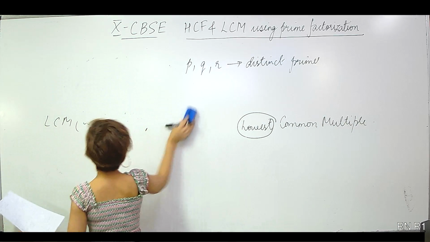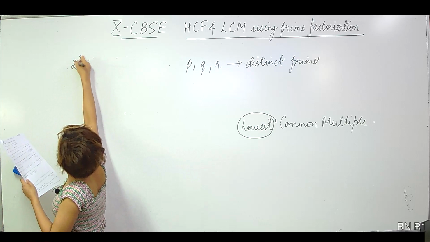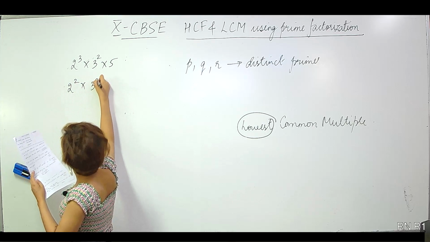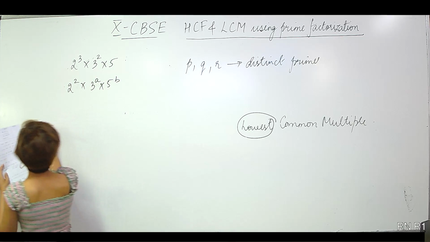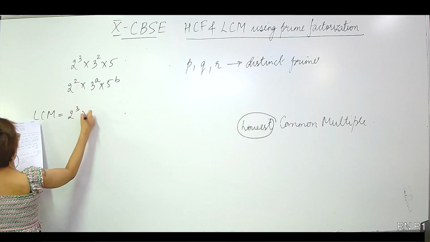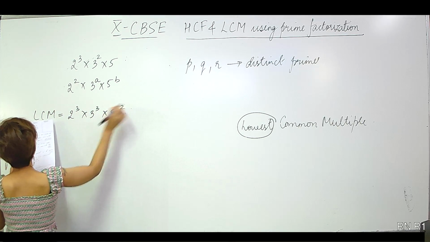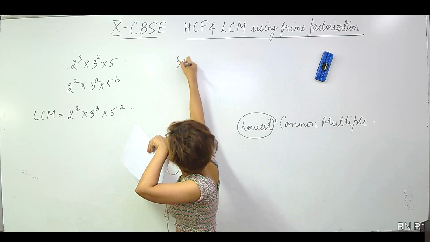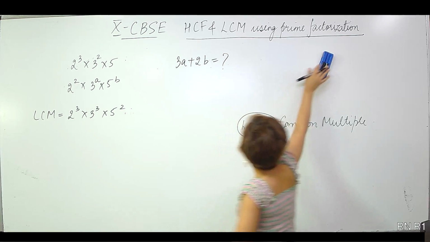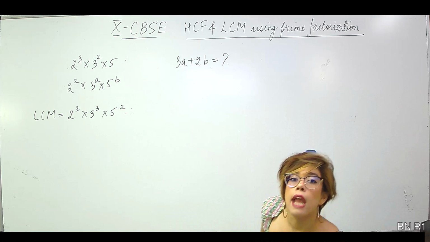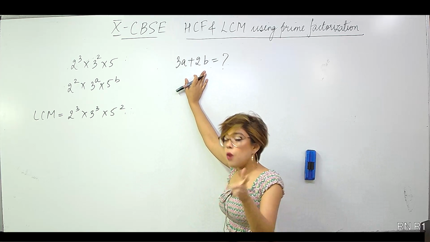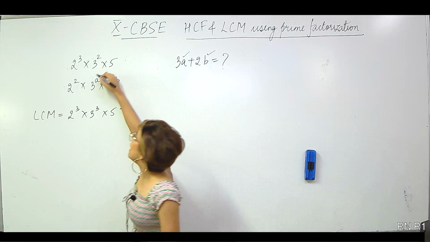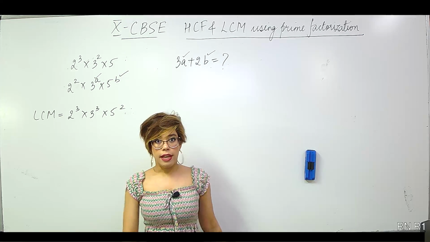He says, two numbers are given to you. First number is 2 cubed into 3 squared into 5. The second number is 2 squared into 3 raised to power A into 5 raised to power B. And he says the LCM of the two numbers is given to be 2 cubed into 3 cubed into 5 squared. You need to find the value of 3A plus 2B. I want to find the value of this expression. If I can find the value of A and B, I can find this value. A and B are involved over here.